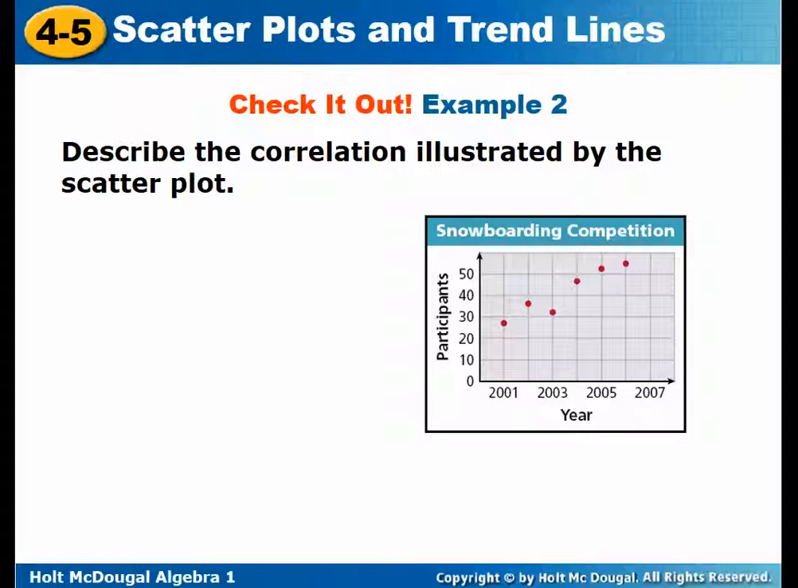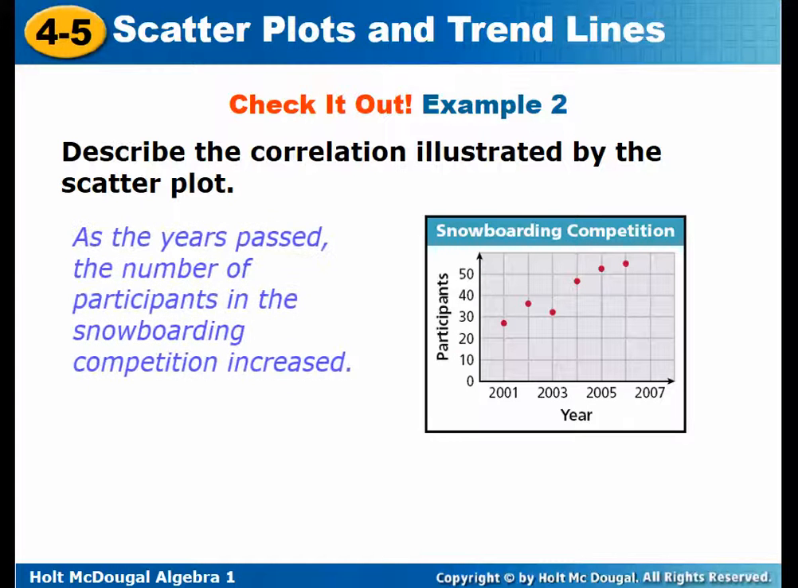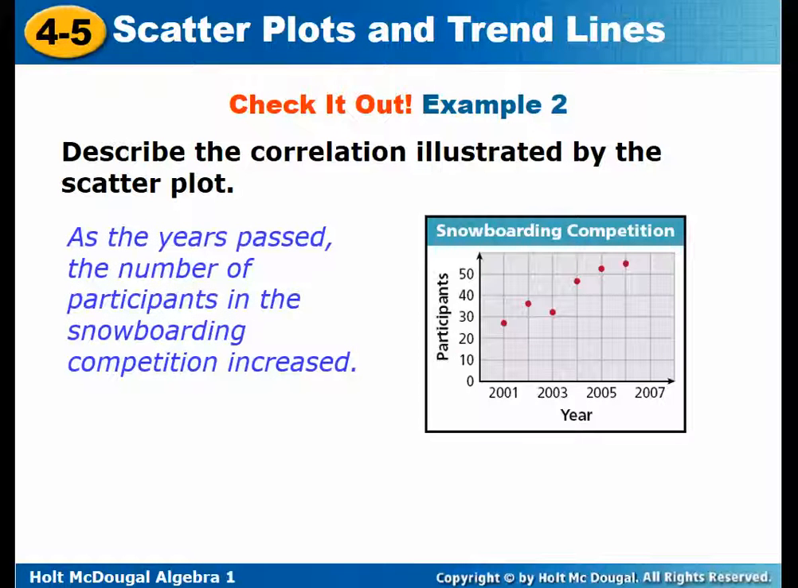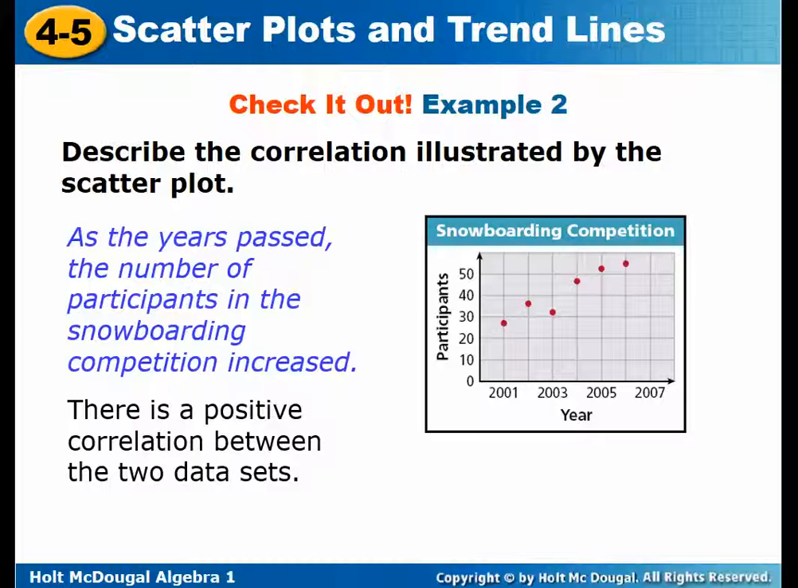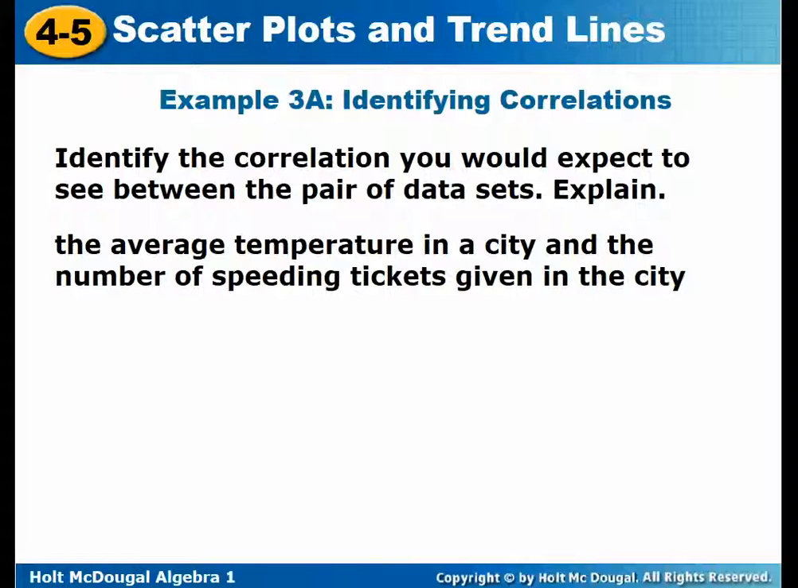So it's showing kind of an uphill pattern. Here's another example. This is a snowboarding competition, and the years along the x-axis show that as the years increase, so do the participants in this competition. So that is also a positive correlation. It's not as steep as our last one, but there is a trend upwards.